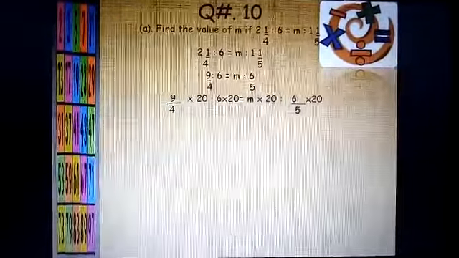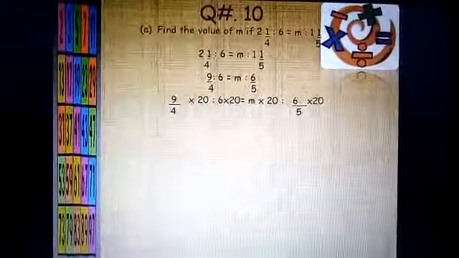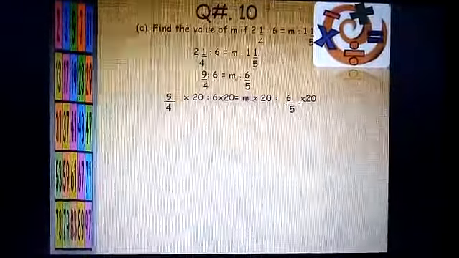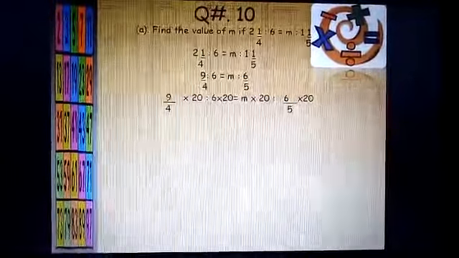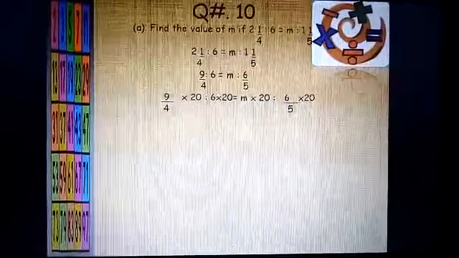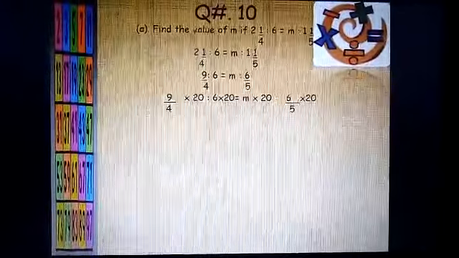Now we will get the LCM of 5 and 4. What is the LCM of 5 and 4? That is 20. Solve it on your LNW register. You can find the LCM. Now multiply all four values with the LCM. 9 by 4 multiplied by 20, that is the LCM of 4 and 5, ratio 6 multiplied by 20 is equal to m multiplied by 20, ratio 6 by 5 multiplied by 20.